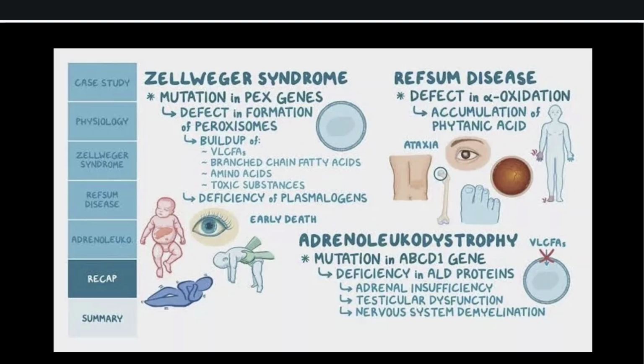Refsum is a problem with alpha oxidation. What's happening is phytanic acid, which is a plant-based fatty acid, right, is not being degraded and ends up accumulating within all these different cells, right? Causes joint problems, skin problems, eye problems, right? That is Refsum. Adrenoleukodystrophy is a problem with beta oxidation of VLCFAs.